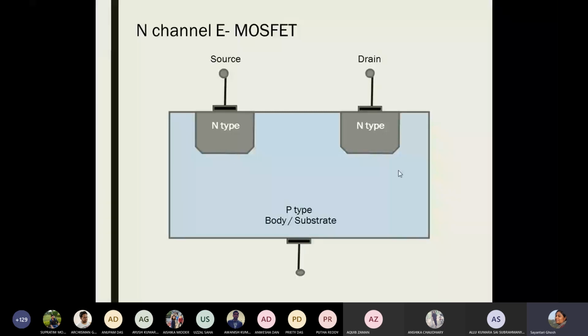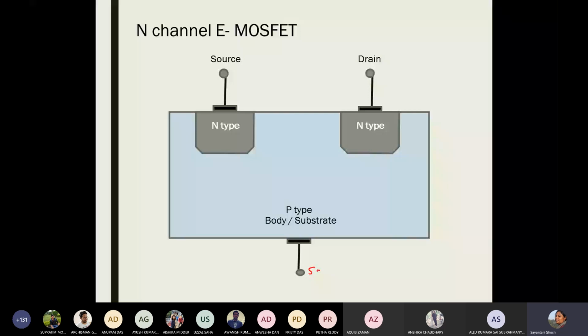Now the terminals: one will come out of this N-type groove on one side, and we can call that source, and the other one we call drain. They are reversible. You can call either one of them source or drain; it does not matter, as the two are exactly identical. One terminal also comes out of the body or substrate, and this is called the body terminal or SS terminal.